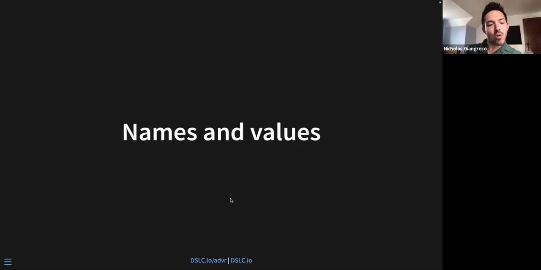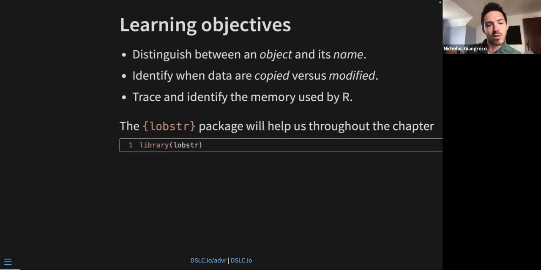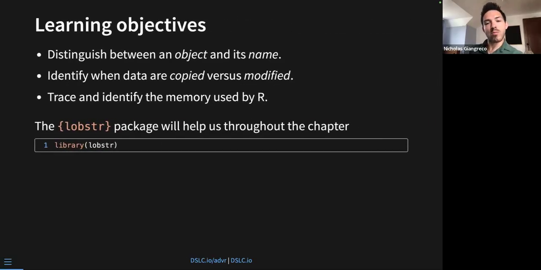Okay, chapter two, we're talking about names and values. Seems basic, but what do you tell a high school student? Assign a vector to a name. How do you distinguish that? Well, that will be one of the learning objectives today, distinguishing between an object and its name.